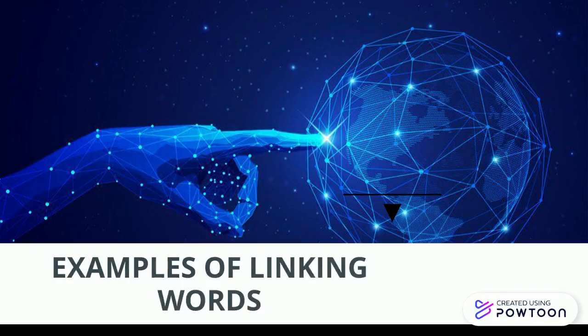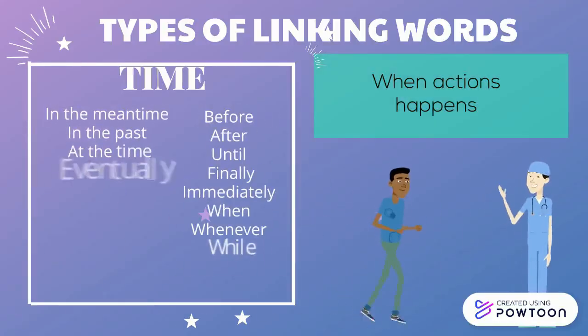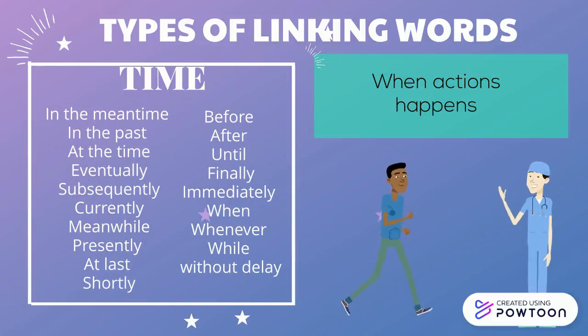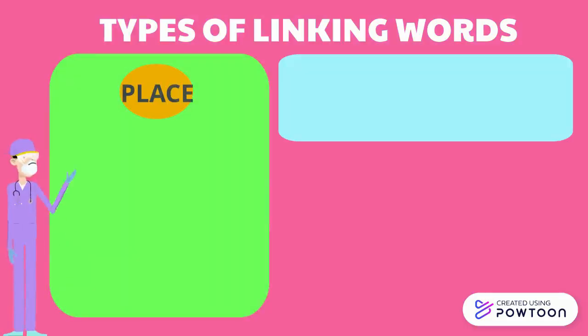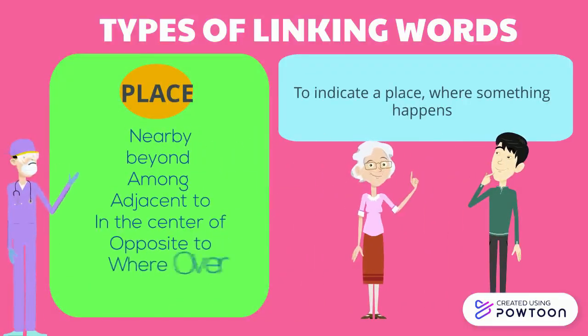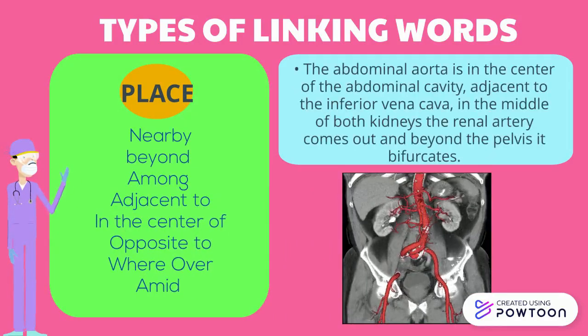Examples of linking words. Time. They are used when we want to determine moments of time, when the action is performed. For example, the doctor performs the physical stress test while his patient runs on the treadmill. Place. They are used to indicate a place, where something happens or is found. One example is the location of the aorta.